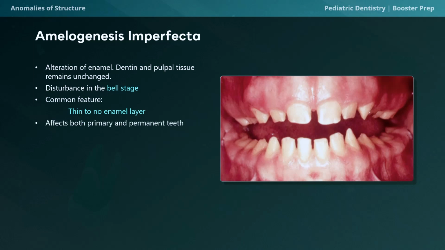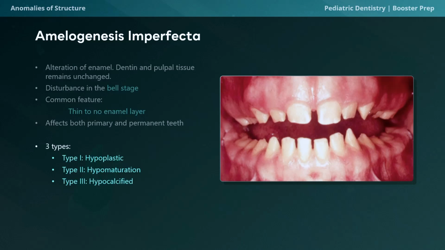It affects both the primary and permanent dentition and is divided into 3 different types, which are hypoplastic, hypocalcification, and hypomaturation. So the first type is hypoplastic amelogenesis imperfecta. This occurs when there is a defect in the quantity of enamel. The enamel is very thin, but it is hard, and this is the most common type.